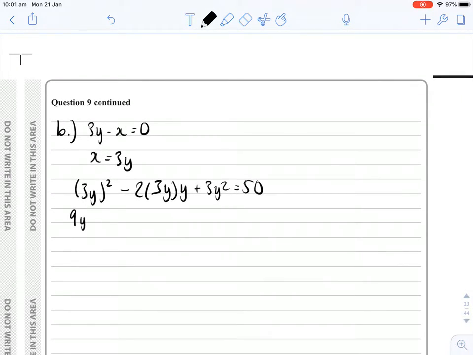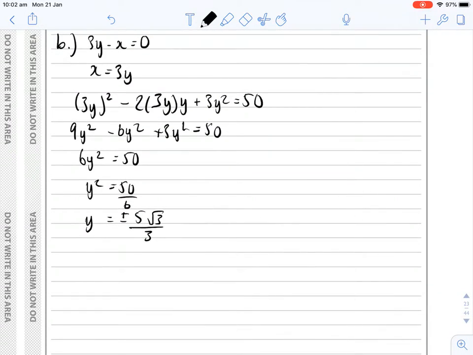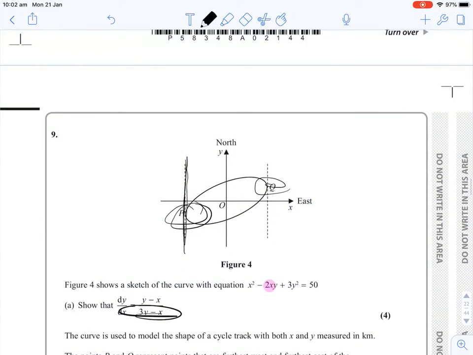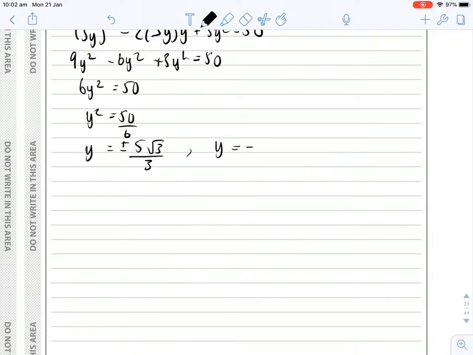So this gives us 9y squared minus 6y squared, add 3y squared is equal to 50. So 6y squared is 50, y squared is 50 over 6, and y as an exact value is going to be plus or minus 5 root 3 over 3. Now looking at where P is on our diagram, P is over here, so y is clearly negative, so therefore y is equal to negative 5 root 3 over 3.